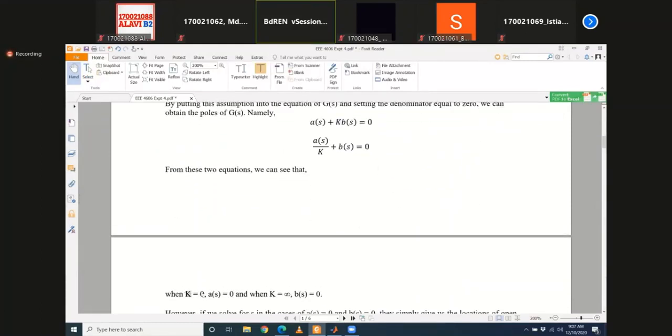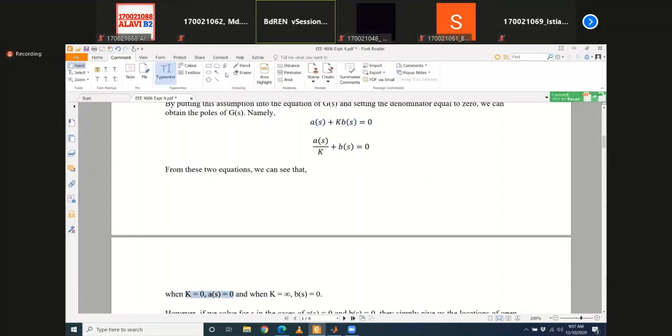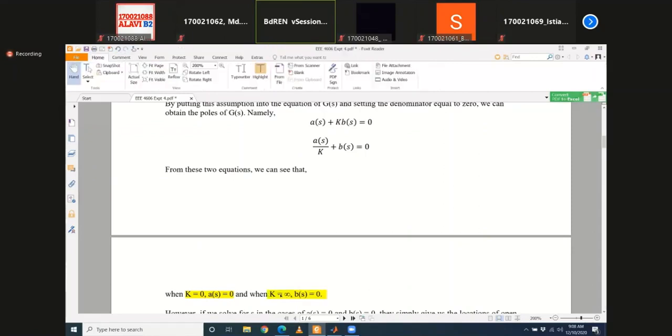So when K equals 0, put K equal to 0 in the first equation, and you'll get A(S) equal to 0. And if you put K equal to infinity in the second equation, you'll get B(S) equal to 0. So we have the highest possible value of K, which is infinity, and the lowest possible value of K, which is 0. And for each, we have two separate results, right?